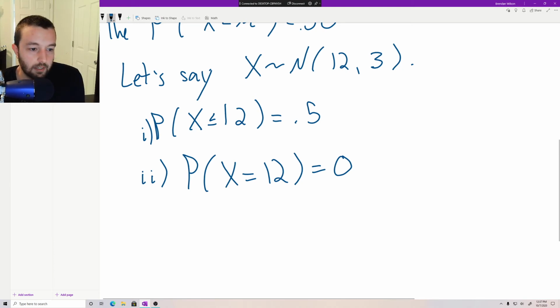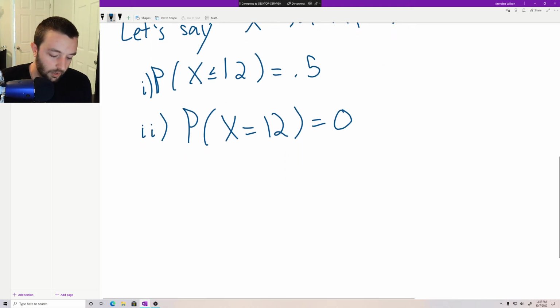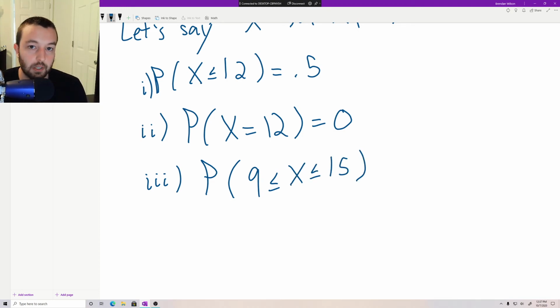So we're always going to be using less than or greater than signs, essentially, is what I'm trying to say here. What is the probability that x is between 9 and 15? So this is another type of question we might want to ask.